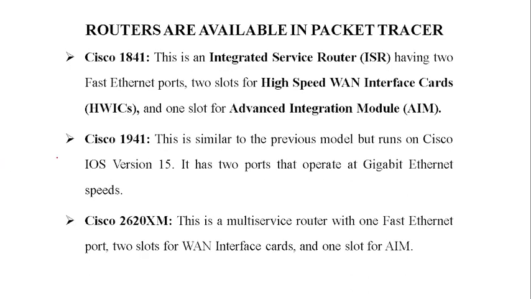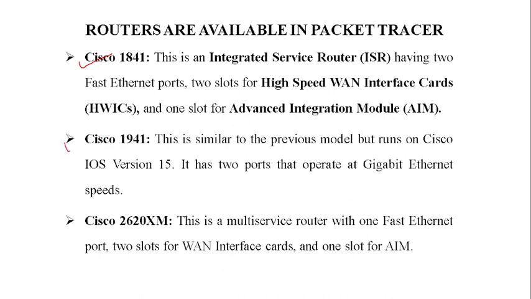So these are the various types of routers available in Packet Tracer. The first one is Cisco 1811. This is an integrated services router having two Fast Ethernet ports, two slots for high-speed WAN interface cards, we call them HWICs, and one slot for AIM, that is Advanced Integration Module.